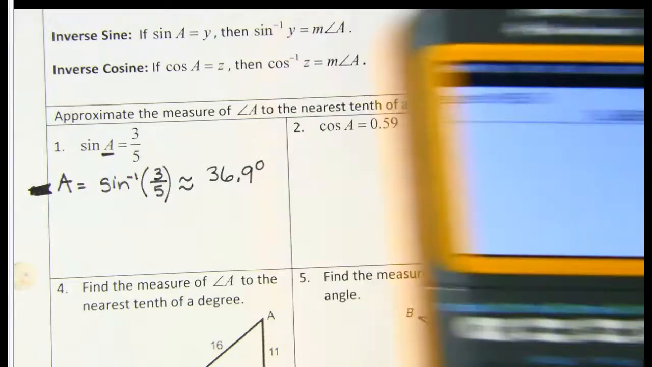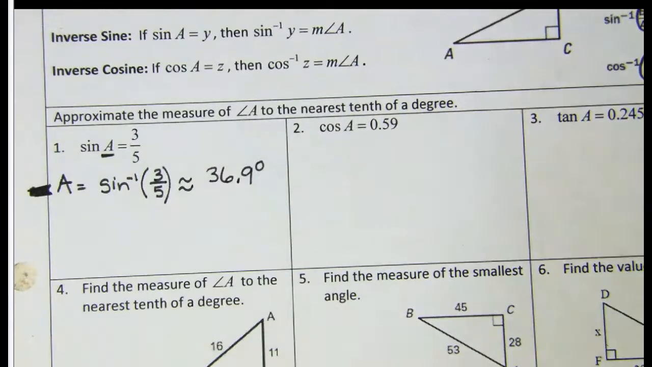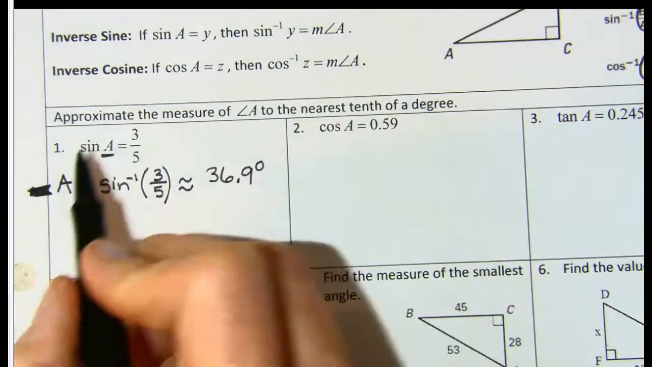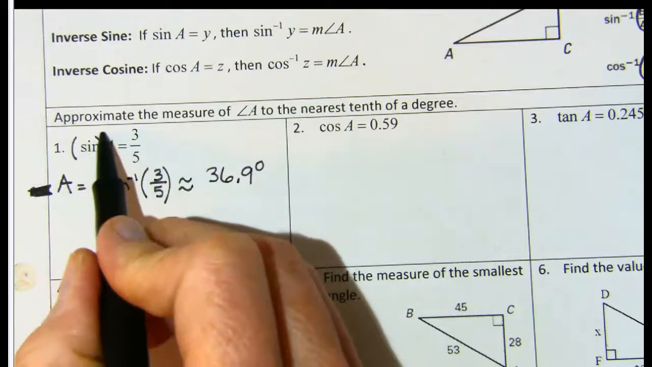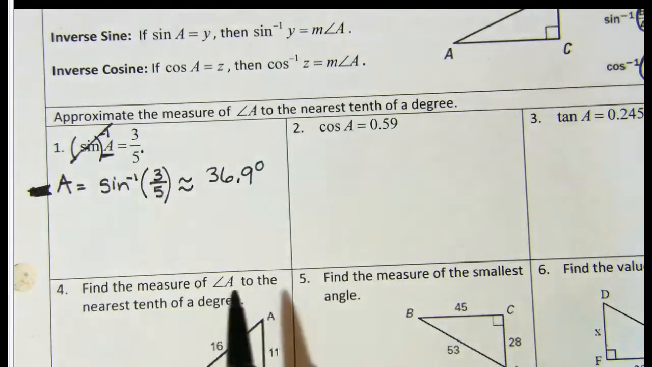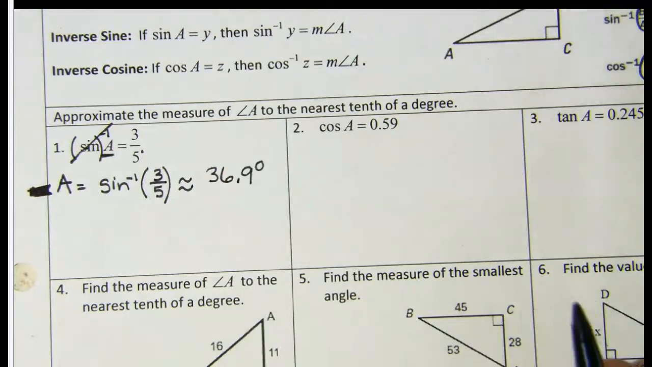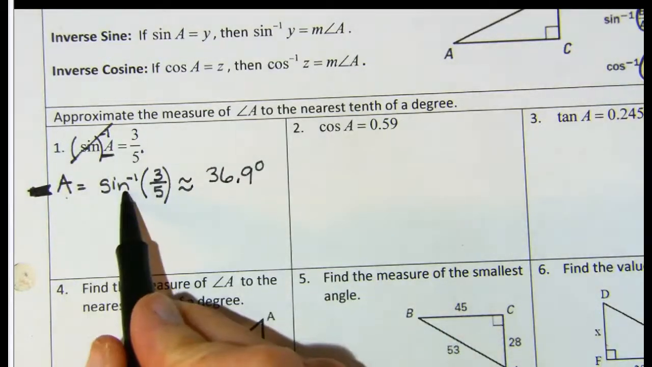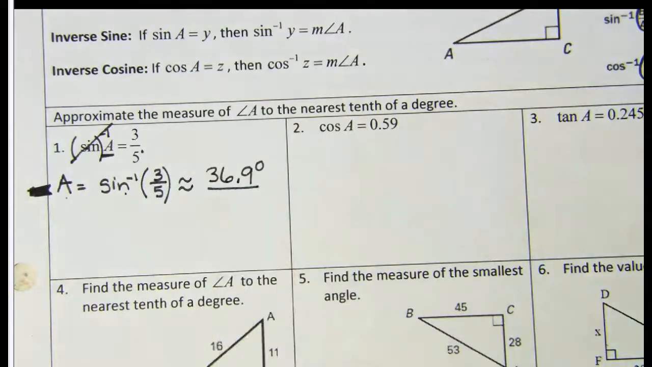Now, just showing you what this means mathematically, this is basically what we did. We did the inverse of sine to get rid of it, and we had to do it over here. But technically, all we really have to write is just this, the inverse of sine, and then we get our answer. So the calculator does all of the work for us.